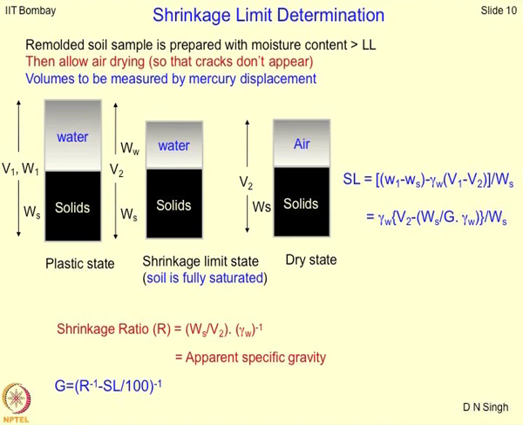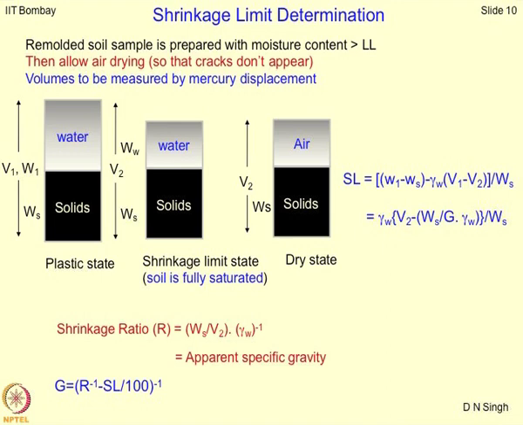What is the shrinkage ratio? The shrinkage ratio is R, which is equal to Ws upon V2 into the inverse of the unit weight of water. Do you think that this is a specific gravity term also? So, this is known as specific gravity, which you can represent in this form, 1 upon R minus SL upon 100. It should be inverse of this. It should be G equal to R inverse minus SL upon 100, the entire thing inverse. This should be 1 upon this term. Yeah, that's it. It should be 1 by G.